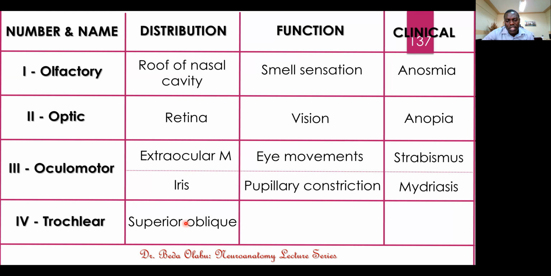Therefore, if you injure the trochlear nerve, again, you'll have strabismus, which is squinting. The eye will be squinted. But now I want you to know that the squinting that will be generated by the trochlear nerve will be different from the squinting that will be caused by the oculomotor nerve injury, because they supply different muscles.